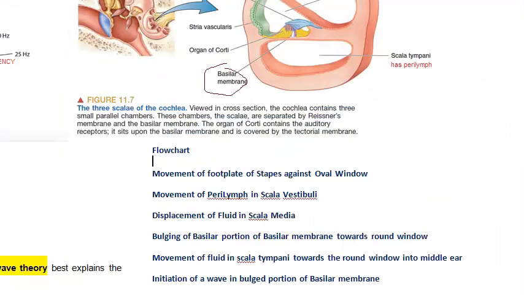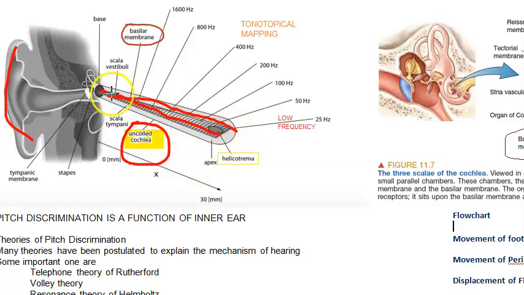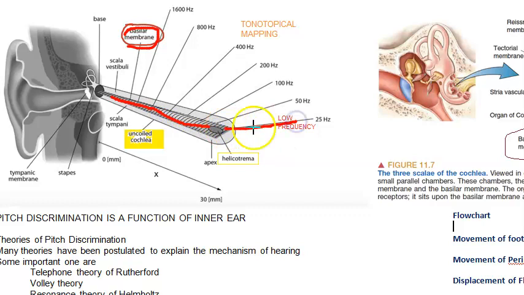First, look at this. Here you have the ear, and here you have the cochlea which has been unwound. You can see the basilar membrane here in the center. This is an uncoiled cochlea. There are a lot of different frequencies mentioned here. This is tonotopical mapping. They are telling us the lowest frequency is here, 25 Hz at the end, where there is the helicotrema, where the perilymph goes from the scala vestibuli to the scala tympani.